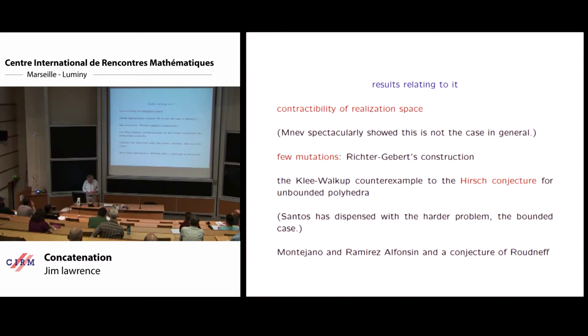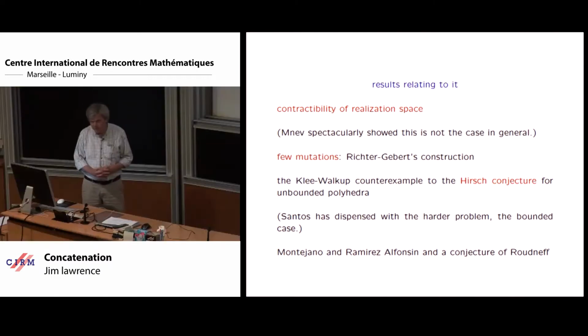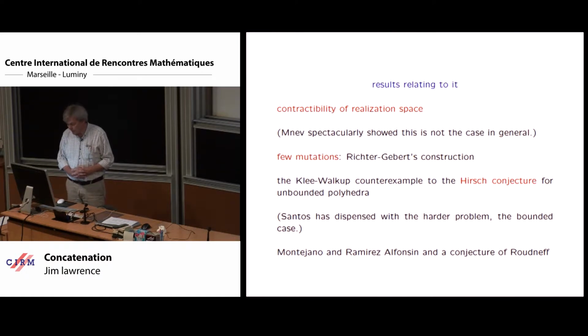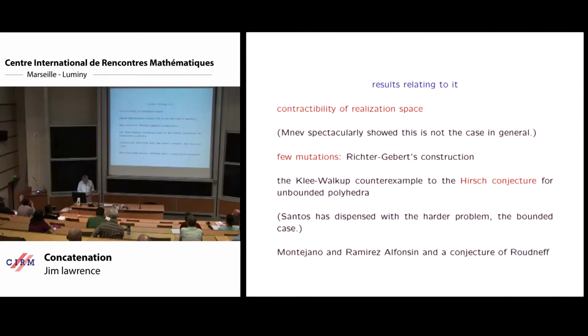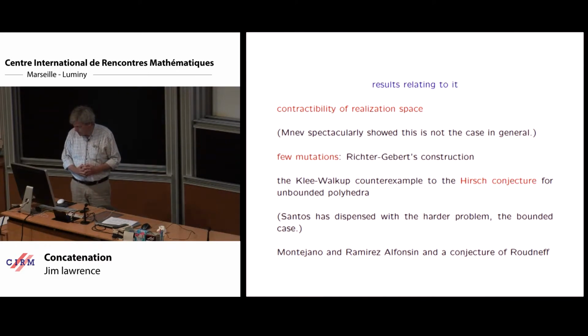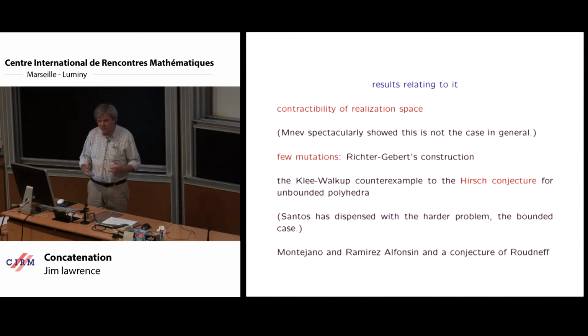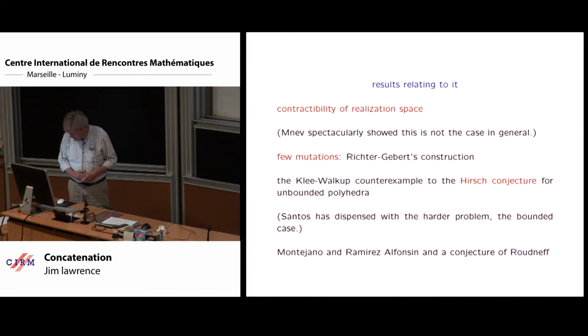Anyway, here are some things that people have looked at using concatenation or something like that. There are some contractibility results for concatenated oriented matroids. And so if you only looked at unions of oriented matroids, you might get the idea that all the realization spaces were always contractible. Of course, that's not true. Somebody figured out a nice way to see that it's not true, spectacularly.